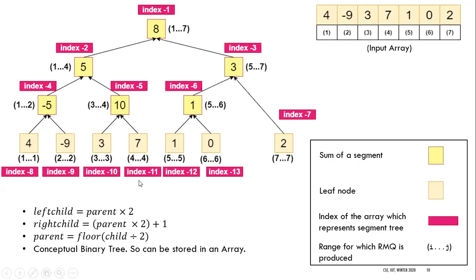Okay, and again, for any particular node, you can find the parent by just dividing the index by 2 and taking the floor value. For example, here for this index number 13, the parent will be 13 by 2, that is 6.5, and if I take the floor value, the index will be 6. Again, for index number 10, the parent should be 10 by 2, that is the parent should be found at index number 5. Is it the case? Yes, we can find it. So again, we're saying that it's a conceptual binary tree, so it can be stored in an array.